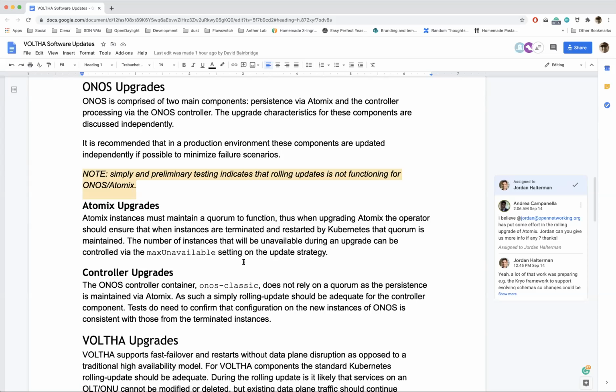So when you're doing a rolling upgrade and you've got Atomics that you're dealing with, we need to be careful of maintaining that quorum. And again, that can be controlled by the rolling upgrade parameters. The controller aspect of it doesn't require a quorum, and so it can be upgraded using standard rolling upgrade practices that should work. I did want to note here, just a real quick test when I did this, and this was many months ago when I started this document, there were some Atomics issues with rolling upgrades around Atomics and ONOS. Just a note in the document there so that we need to test it.